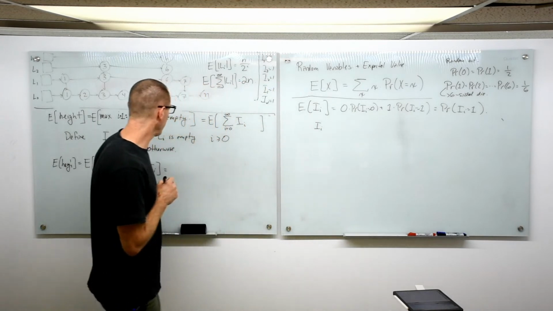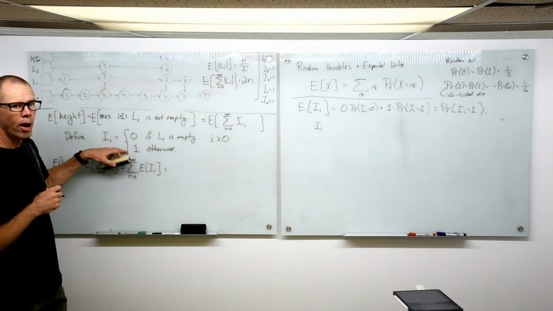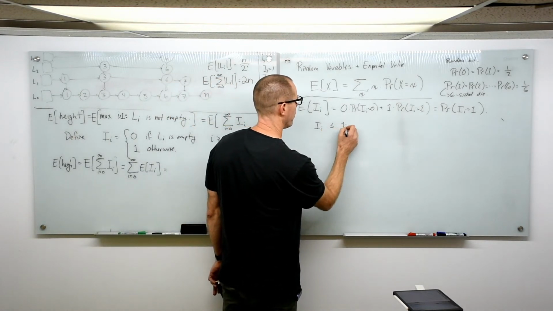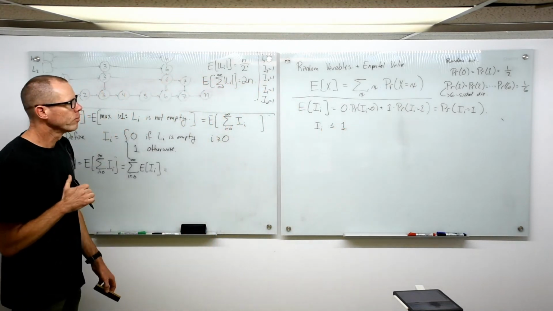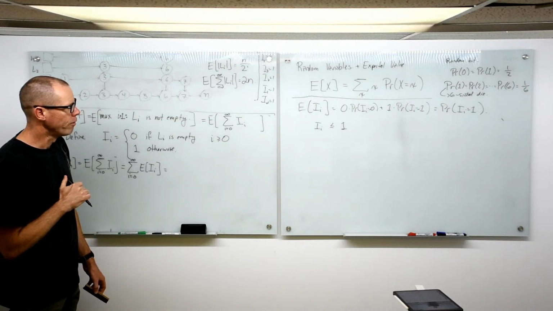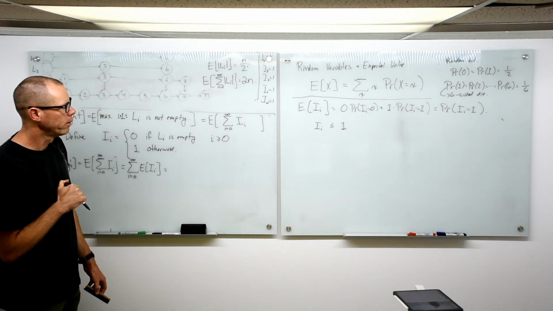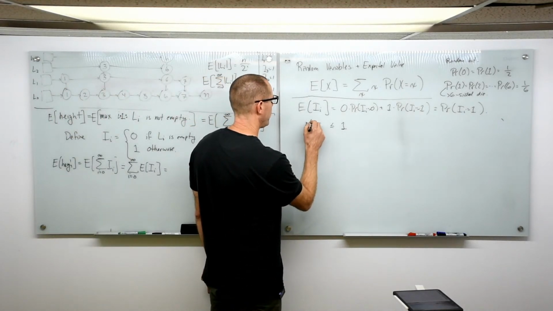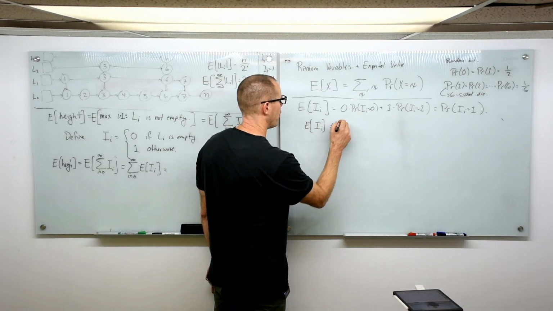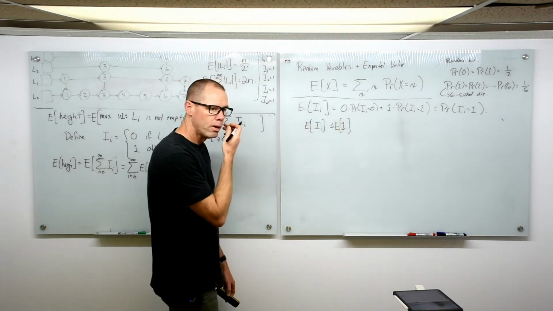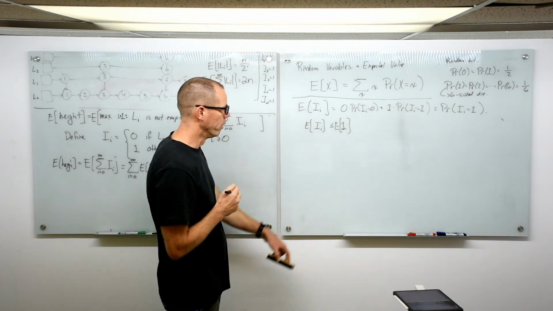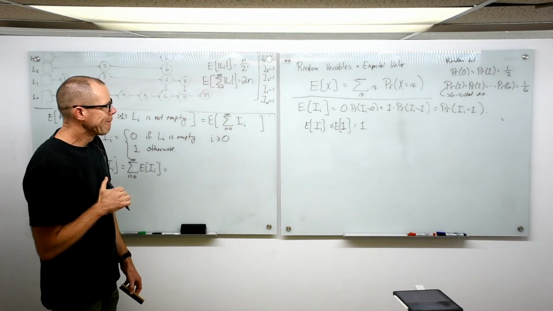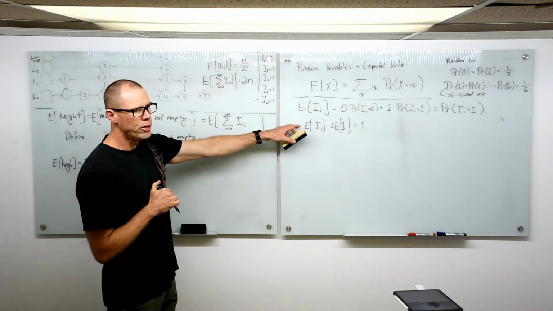I_i is either 0 or 1. So that definitely means that it's less than or equal to 1. That's a sort of obvious thing. I_i is less than or equal to 1. So if it's always less than or equal to 1, that means its expected value, or its average value, is also less than or equal to 1. Okay, so that's a very trivial thing.